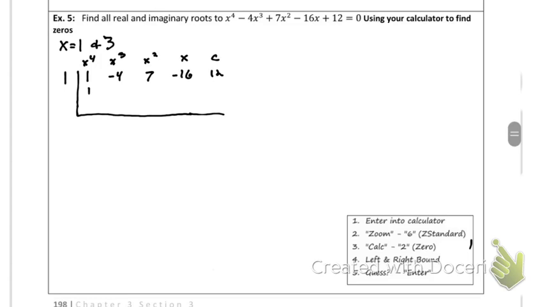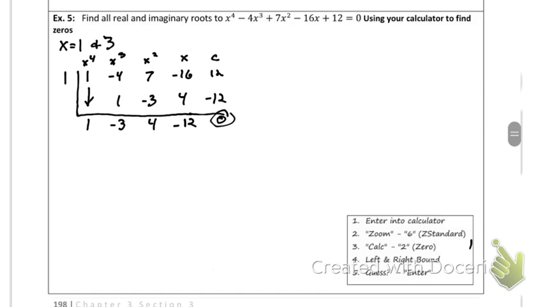And per the calculator, it should 100% work. Well, we carry down that 1. 1 times 1 is 1. Negative 4 plus 1 is negative 3. 1 times negative 3 is negative 3. 4. Negative 16 plus 4 is a negative 12. 1 times negative 12 is a negative 12. The calculator is right. It is factorable.